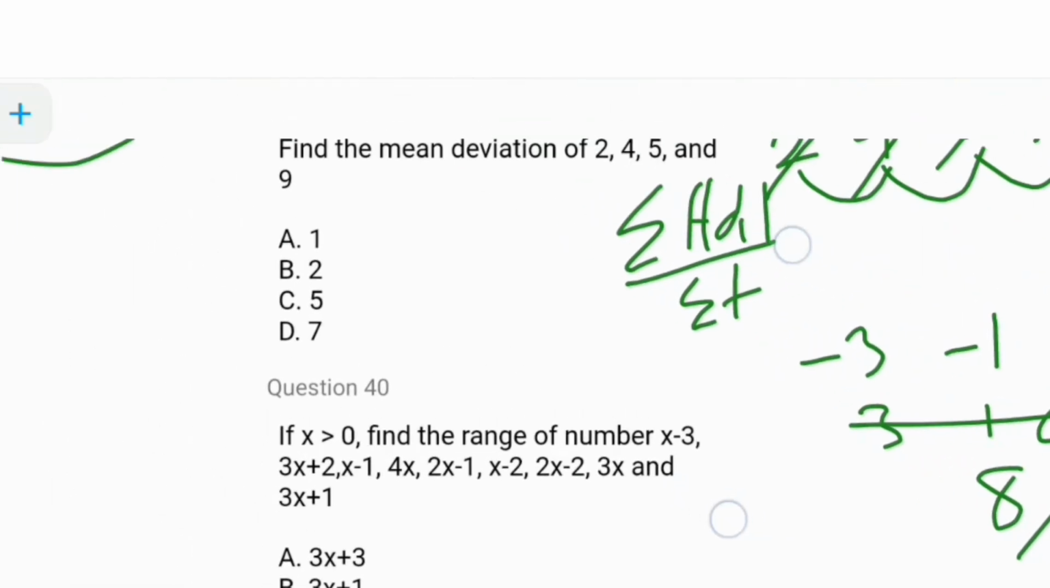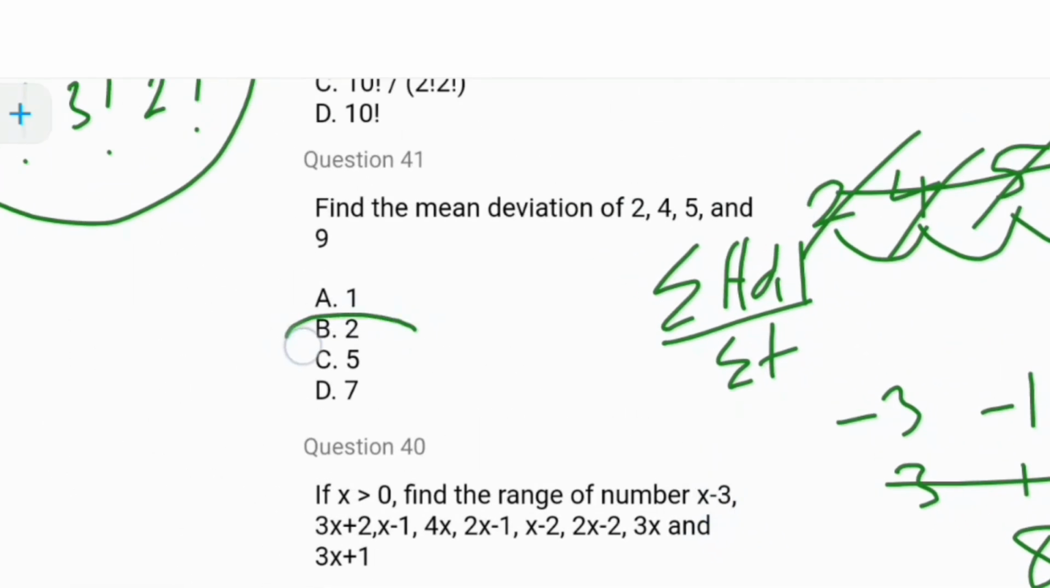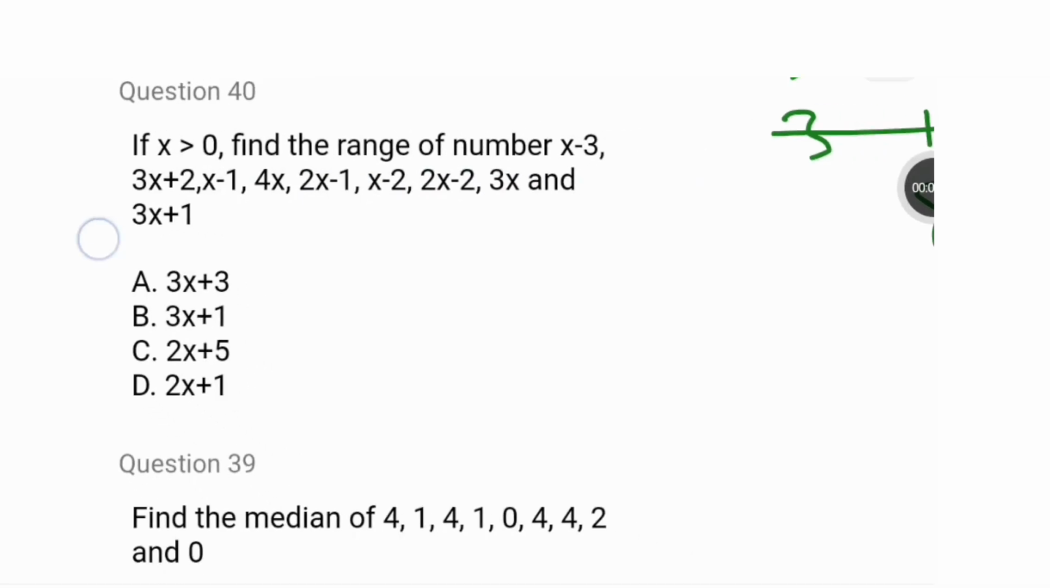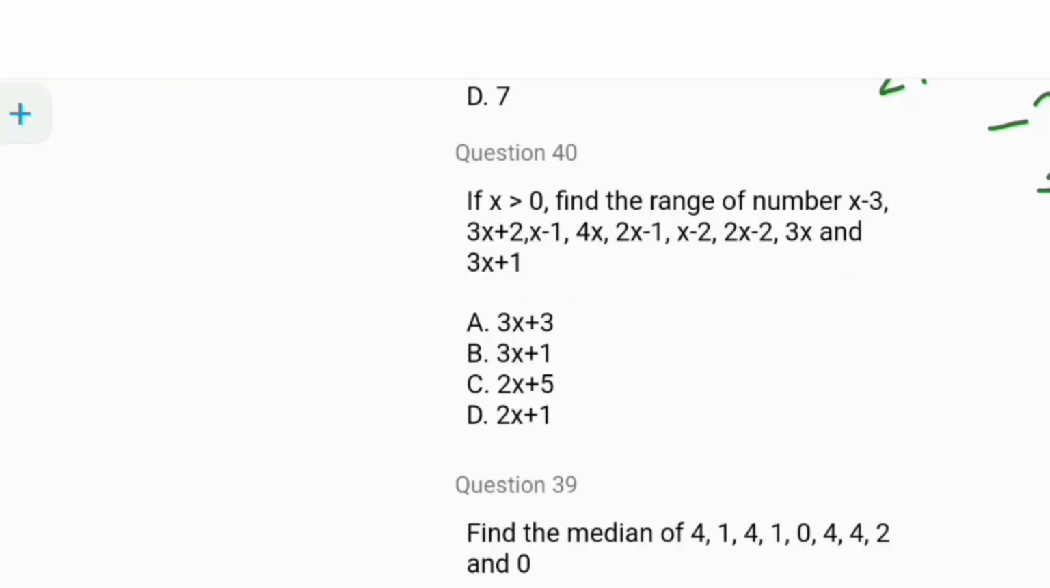So that will just be 2 from the option right there. If x is greater than 0, you have to find the range of this data here, these numbers here. You have to find the range of this number. So the first thing to do is to check for the smallest one and the biggest one. Don't waste your time. Just look for the coefficient of x that's in front of the numbers. Okay, so look for the one that has the highest coefficient of x. That's 4x. This one will be the biggest one, 4x.